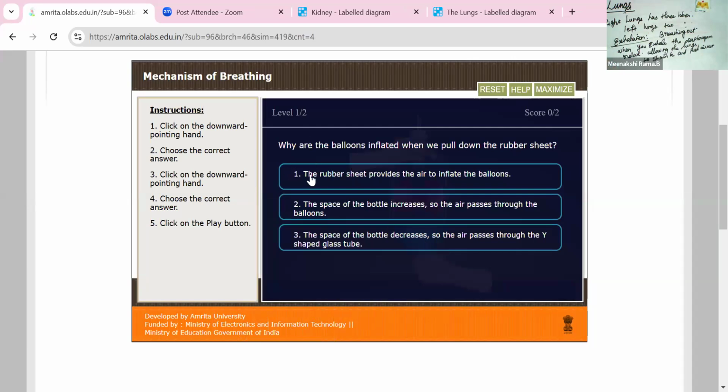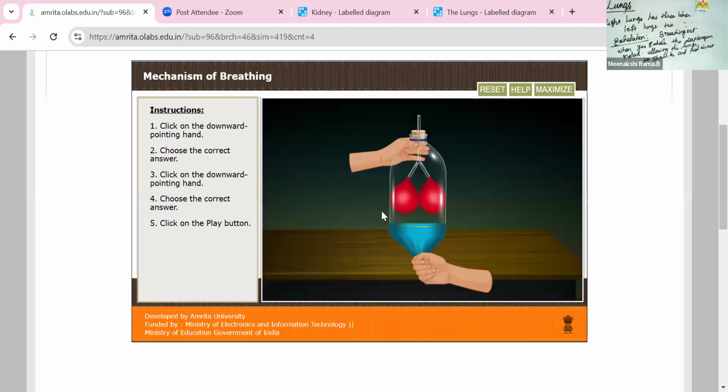So just look at the question. Why are the balloons inflated when we pull down the rubber sheet? Because the rubber sheet provides the air to inflate the balloons. The space of the bottle increases, the air passes through the balloon. The space of the bottle decreases, pass through the tube. Which is the right answer? Yes, the second one is the right answer. Okay, so the inhalation process is done here.